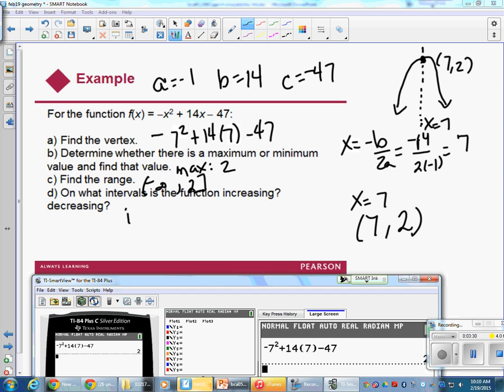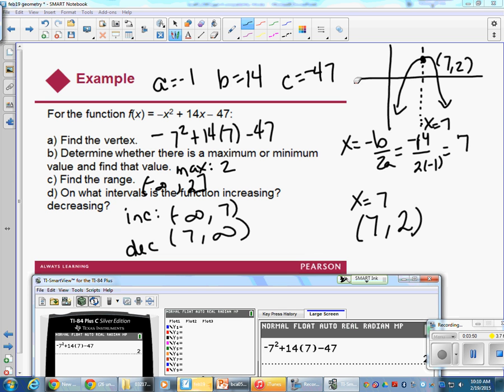It is increasing from -infinity to 7, and it is decreasing from 7 to infinity. Increasing and decreasing deal with your x values, and so this would be my graph over here. So it's 7, 2. So it's increasing from -infinity until I get to 7, and it's decreasing from 7 to infinity. The range is the y values, so from -infinity to 2 is your range. Hope that helps go over this problem and gives you another example, and we'll talk more about the word problems tomorrow.